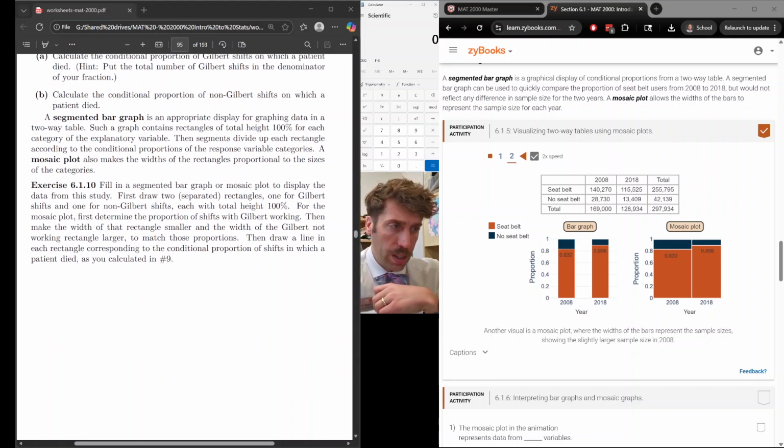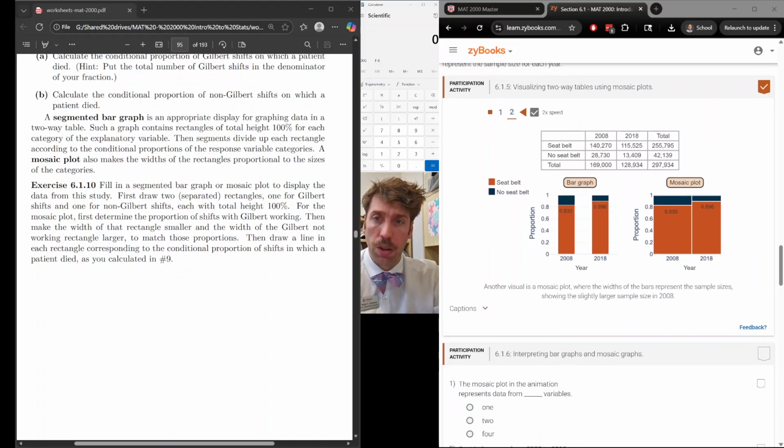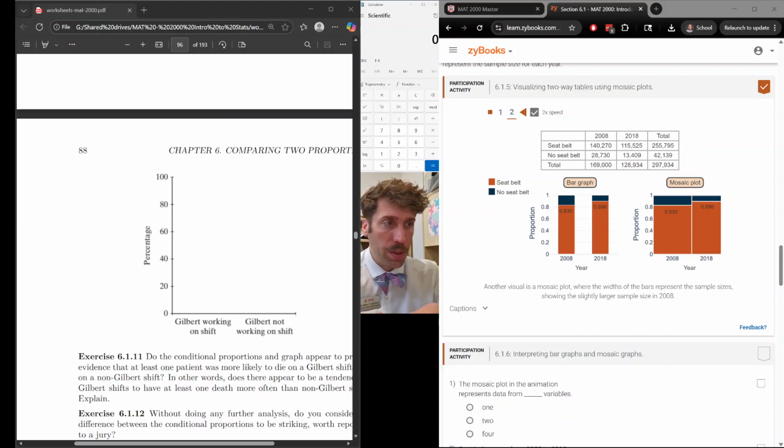Next, the worksheet talks about a segmented bar graph and a mosaic plot, which you should remember from the reading. A mosaic plot is just a segmented bar graph that's been widened to also show a second variable of how much of the row total or column total you want to express as well. So for number 10, fill in a segmented bar graph or mosaic plot. There's an empty one there for you.